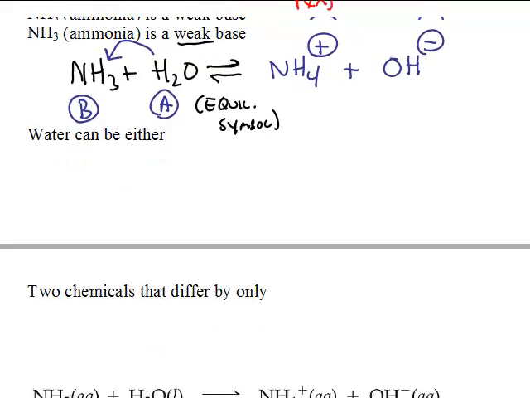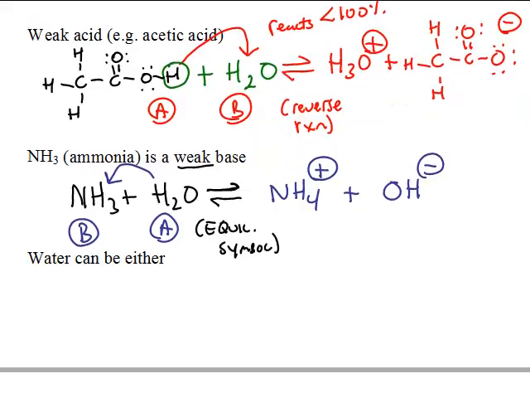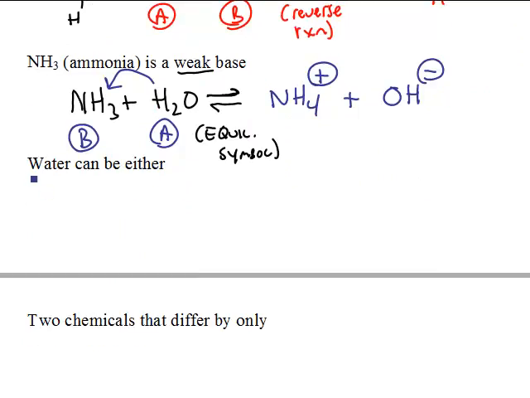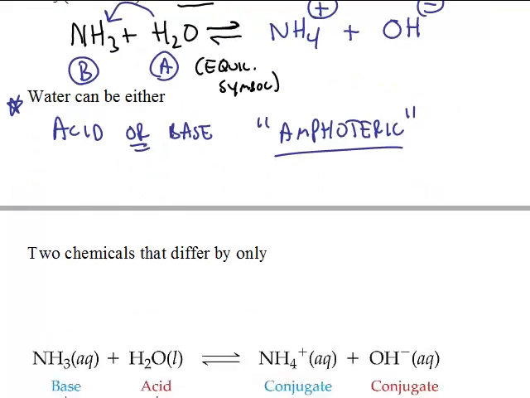So if you notice in these examples, with the acid, water acted as a base. But when we put a base in the water, water acted as an acid. So this is important to note that water can either be an acid or a base. And the technical term for that is amphoteric, a substance that can act sometimes as an acid and other times as a base.